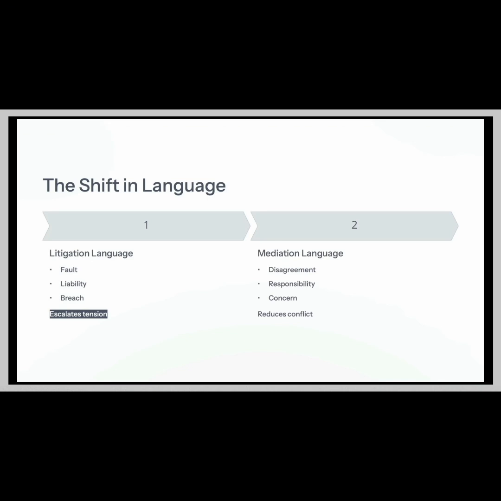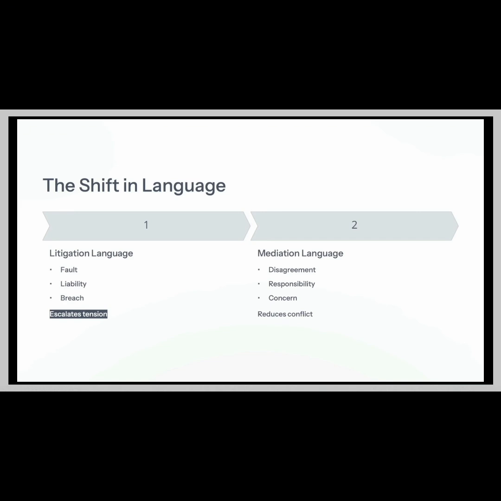Here we have some litigation language. The defendant is liable for breach of contract. This language is accusatory. It assigns blame and it immediately creates a defensive situation. It's appropriate for courtroom advocacy, but not in mediation. It's counterproductive.